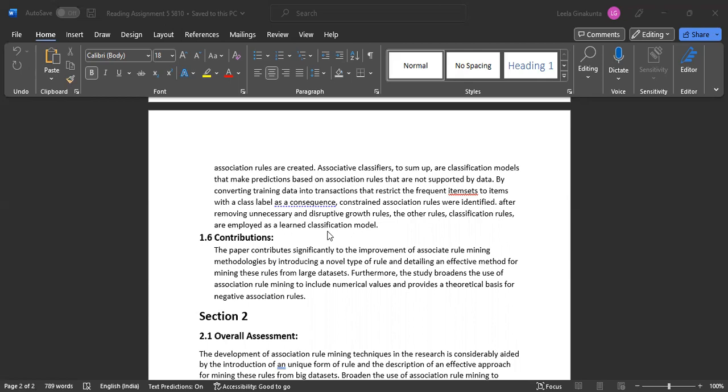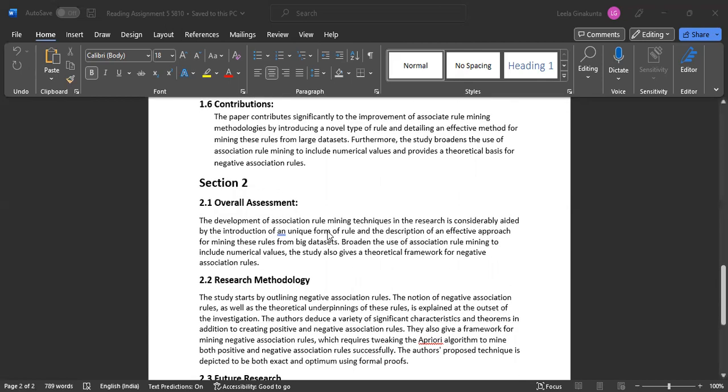Coming to the contribution, the paper contributes significantly to the improvement of association rule mining methodologies by introducing a novel type of rule and detailing an effective method for mining these rules from large datasets. Furthermore, the study broadens the use of association rule mining to include numerical values and provides a theoretical basis for the negative association rules.